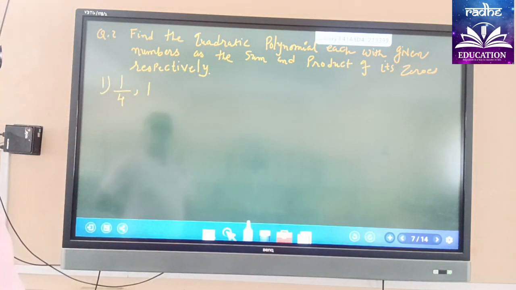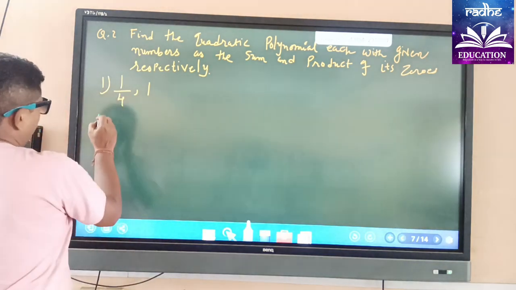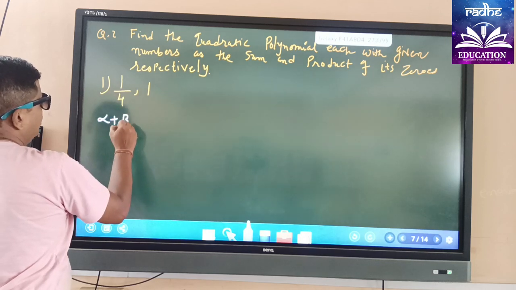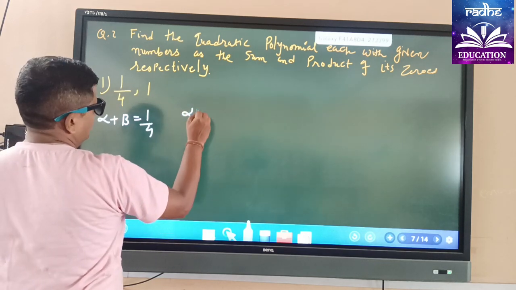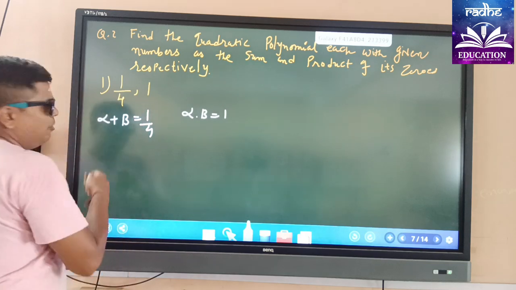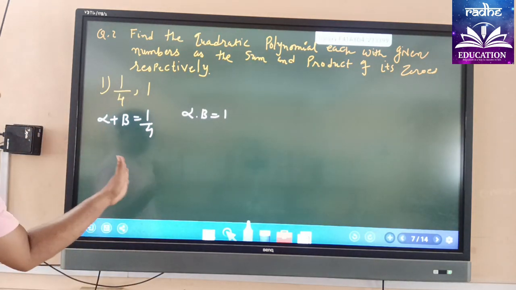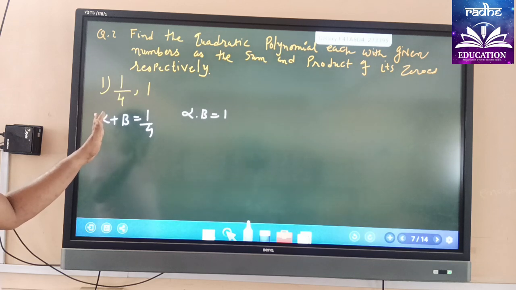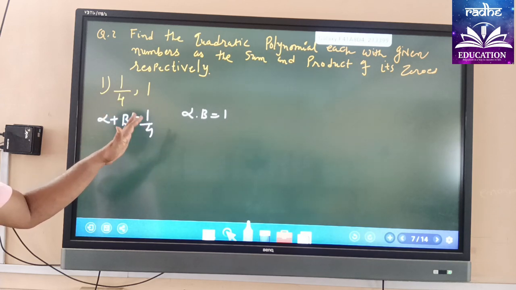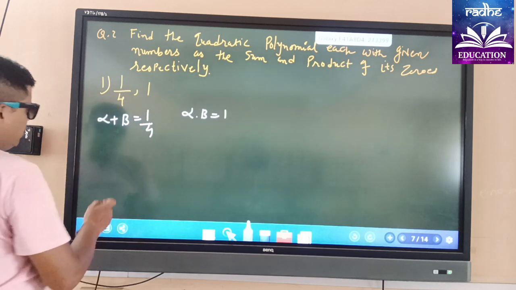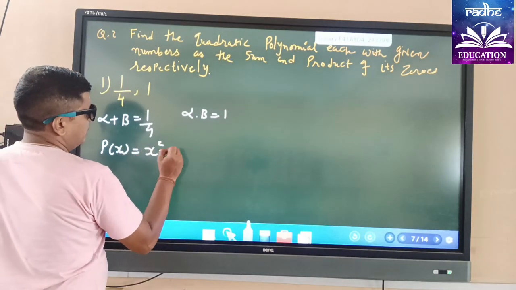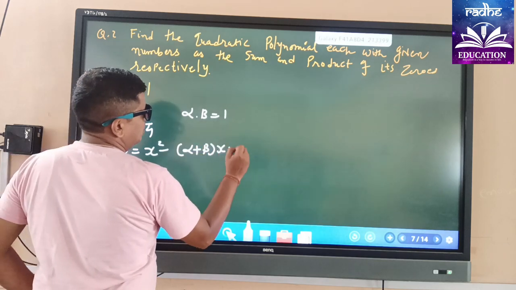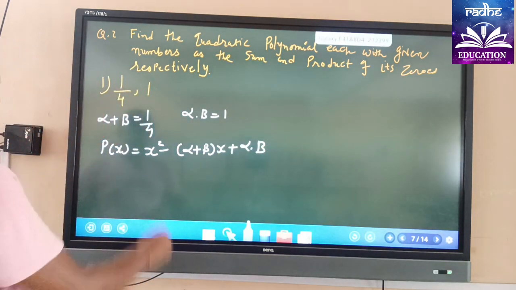Find the quadratic polynomial with the given numbers as the sum and product of its zeros respectively. So this is the sum of the zeros, that is alpha plus beta equals 1 by 4, and alpha into beta is given as 1. Okay, you can do it in two ways, alpha plus beta equals minus b by a, or the other way, alpha into beta equals c by a. By comparing that also we will find it, but we have the standard form. What is the standard form? That p(x) equals x square minus (alpha plus beta) x plus alpha into beta.